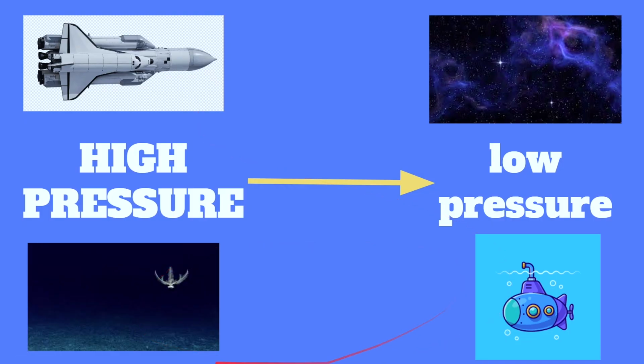Or kind of in a different situation, right at the bottom of the ocean, if you have a submarine at the bottom of the ocean, the high pressure is now outside the submarine in the water, and the lower pressure is inside the submarine with the air that we're breathing. And so if there's a hole in the submarine, the water is going to want to go from outside into inside. It always goes from high pressure to low pressure.